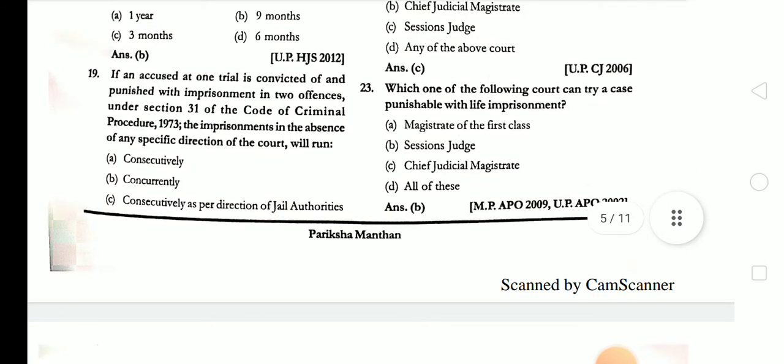Next question is, which of the following courts can try a case punishable with life imprisonment? Answer is session judge. So out of these, the session judge can try a case in which the punishment is life imprisonment, because magistrate first class jurisdiction does not extend to giving life imprisonment, and also CJM can grant punishment only up to 7 years imprisonment.